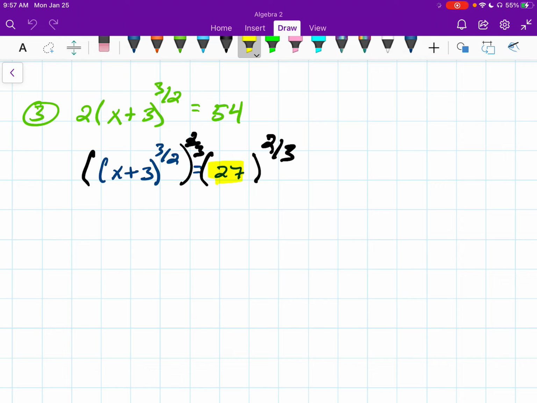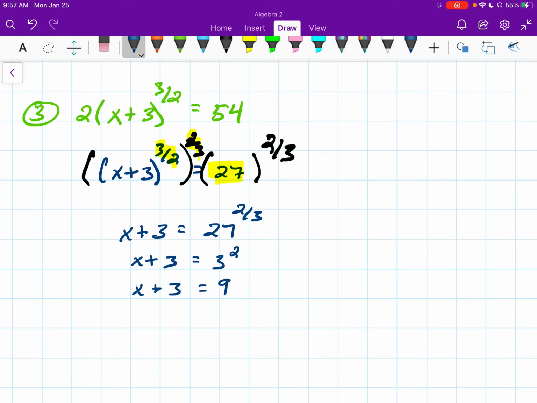All right, moving on, we have the 3 halves and the 2/3. Well, those just cancel each other out. So we have x plus 3, and then we have 27 to the 2/3. Well, that 3 in the bottom says we're taking the cubed root of 27, and there is a cubed root of 27. It is 3, so we're going to have 3 squared. Now we can say we have x plus 3 is 9, and x is 6.